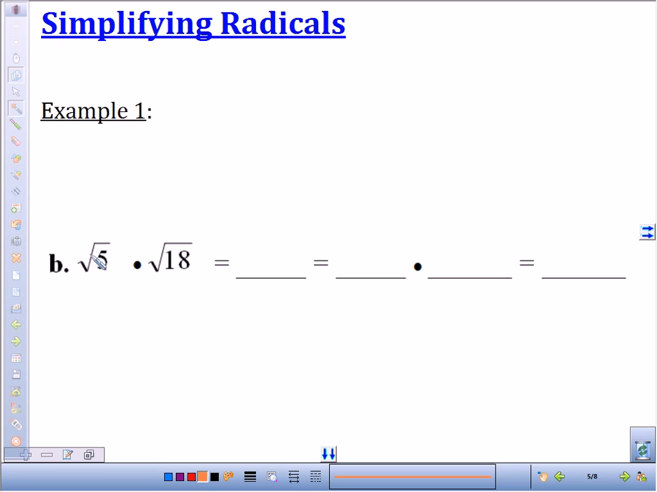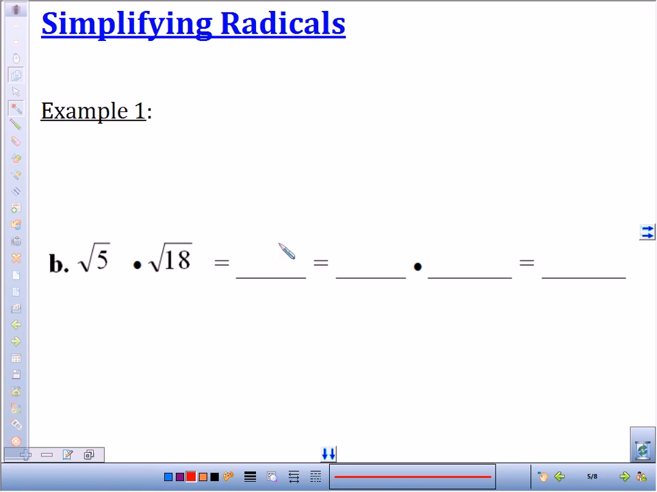Now I have a little bit different direction here. I have the square root of 5 times the square root of 18. And what I want to do in this case is not look at each one individually. That would take too long. Instead, I'm going to multiply the two together and see what I can do with that.